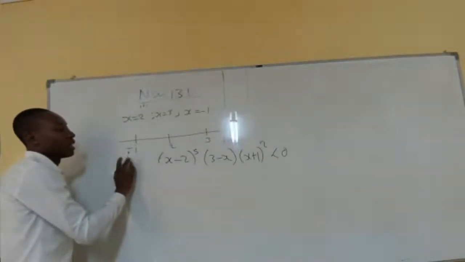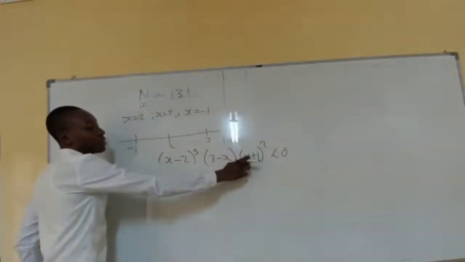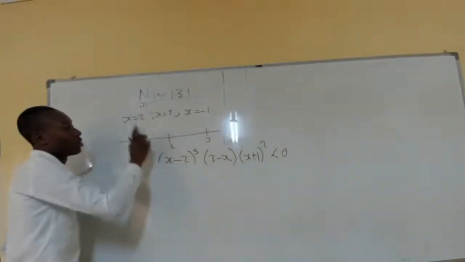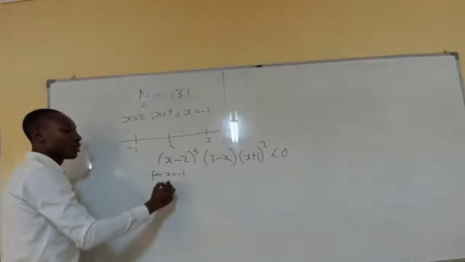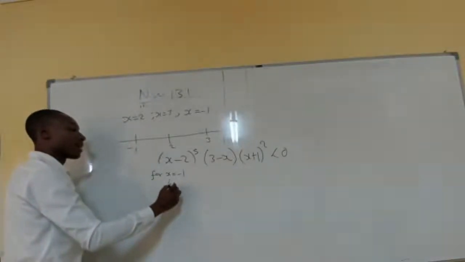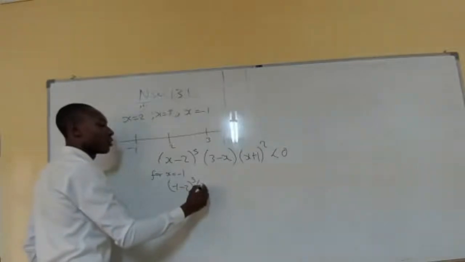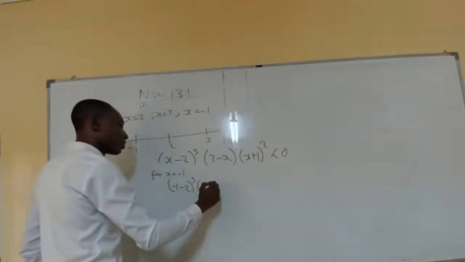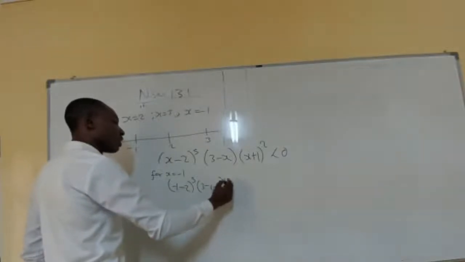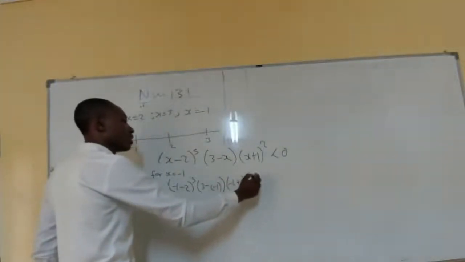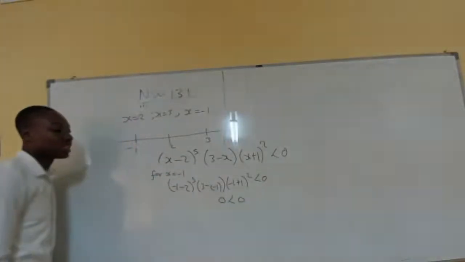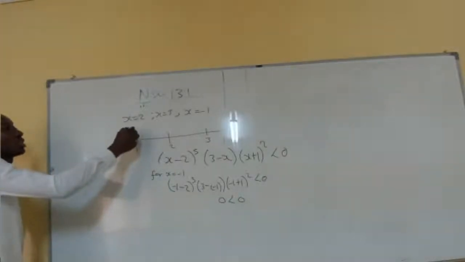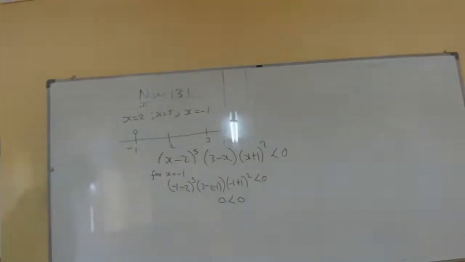Right, so if I put negative 1 here, this is going to be 0, but is 0 less than 0? No. So we're saying for x equals negative 1, we have (negative 1 minus 2) to the power 5, (3 minus negative 1), then (negative 1 plus 1) squared is less than 0. You actually notice that this is 0, so 0 is less than 0? No. Since 0 is not less than 0, this particular value here is not part of the solution, okay?